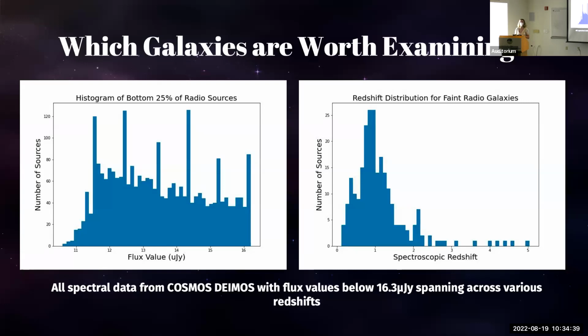Once we determined that bottom 25%, we checked that catalog against the COSMOS DEIMOS catalog in order to find sources that were present in both. From there, we ended up with about 280 sources present in both catalogs, about 80 of which we ended up throwing out due to lack of confidence in their values. And so at the end of the day, we had about 200 galaxies present in both COSMOS DEIMOS and our radio catalog, all with radio flux values below 16.3 microjanskis, spanning across various redshifts all the way up to around 5. Once we'd done that, we were ready to actually start using the spectra data from COSMOS DEIMOS to begin making spectral plots and analyzing them.